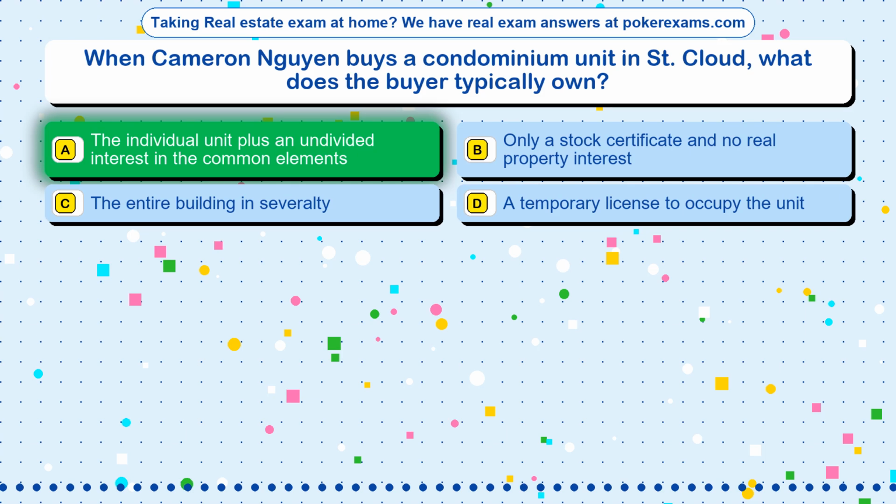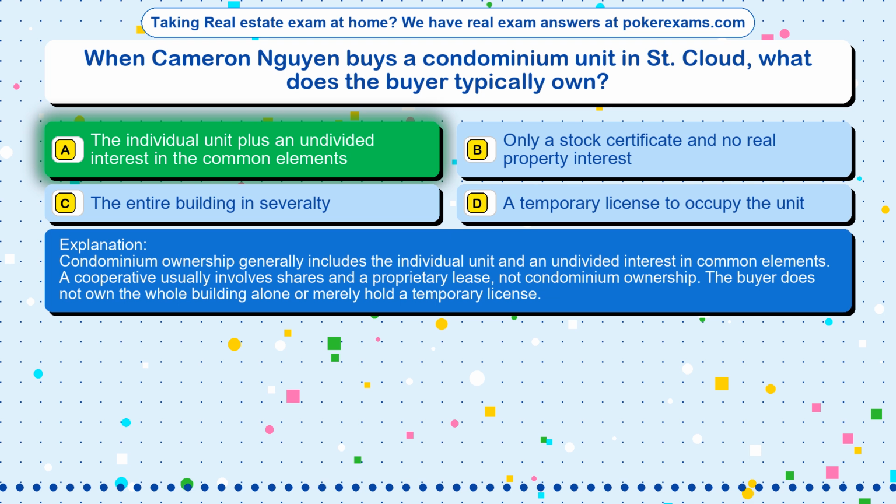The correct answer is option A. The individual unit plus an undivided interest in the common elements. Condominium ownership generally includes the individual unit and an undivided interest in common elements. A cooperative usually involves shares and a proprietary lease, not condominium ownership. The buyer does not own the whole building alone or merely hold a temporary license.